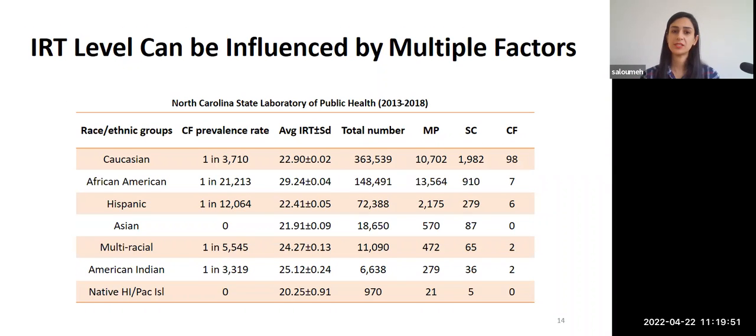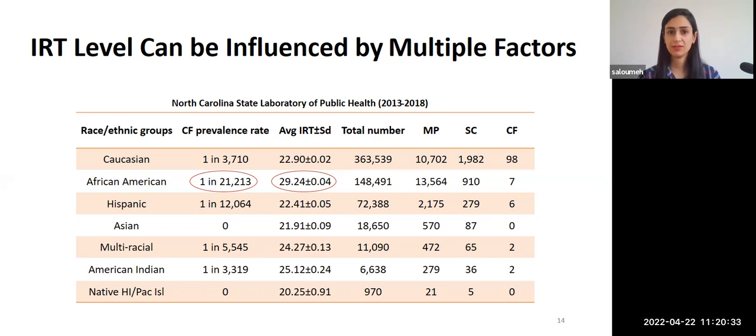So here is a summary of the data set that we received. We have different races, the CF prevalence rate for each race, the average IRT value, the total number of newborns from each race, the total number that are sent to mutation panel and sweat chloride test, and the total positive cases that we found. If you only look at the first two rows, Caucasian and African American, you can see that African American newborns have significantly higher IRT values, but significantly lower CF prevalence rate. It's 1 in 21,000 compared with Caucasians at 1 in 3,700. So there is a big difference.